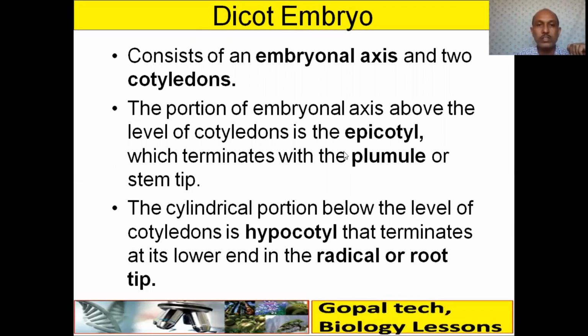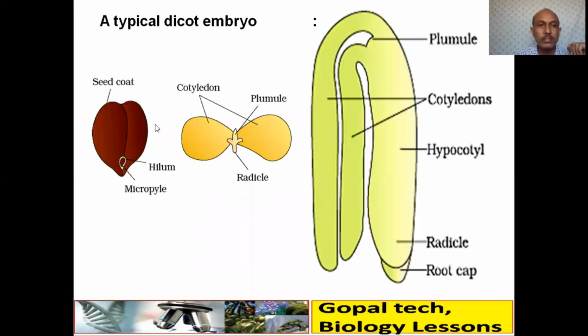Now you can see this in the diagram. See, this is the seed coat, hilum, and there is a small opening called the micropyle. So when you open this one, you will get 2 cotyledons and the embryo. If you see this young embryo, here is the root cap, radicle, and this cylindrical portion from here to here is called the hypocotyl. And here is the plumule, from this part to this part is called the epicotyl. Okay, the plumule is surrounded by cotyledons, well protected. You have to draw this diagram.